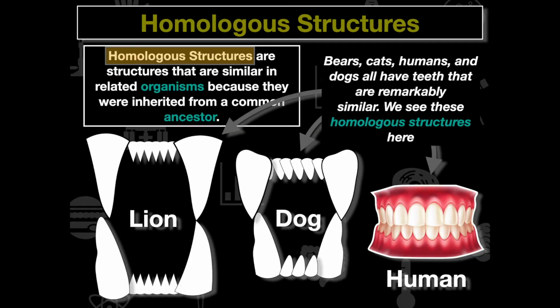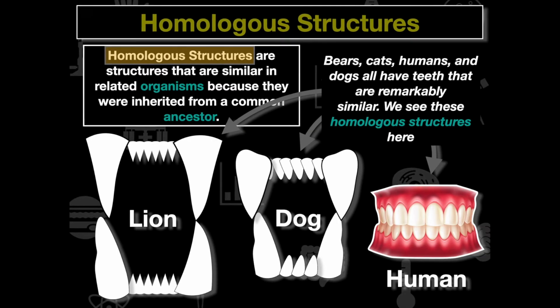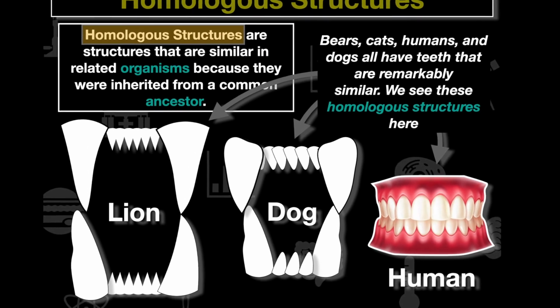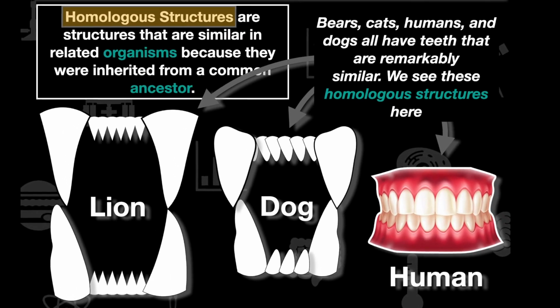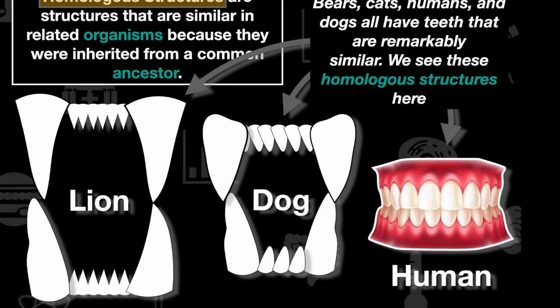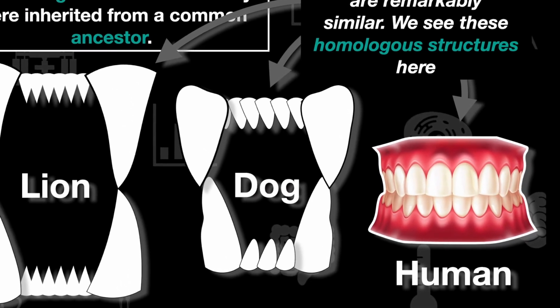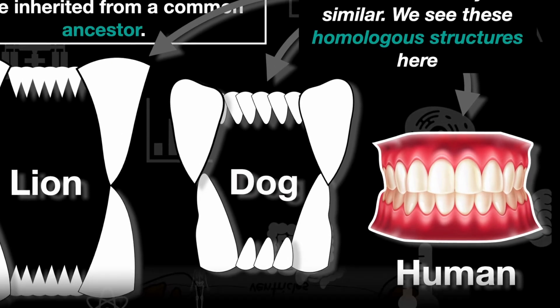We know that they're related because they're mammals, but we can tell based on the morphology because they have similar tooth structure, similar bone structure, and a bunch of other things that we're going to go through and look at here. So homologous structures are structures that are similar in related organisms because they're inherited from that common ancestor.